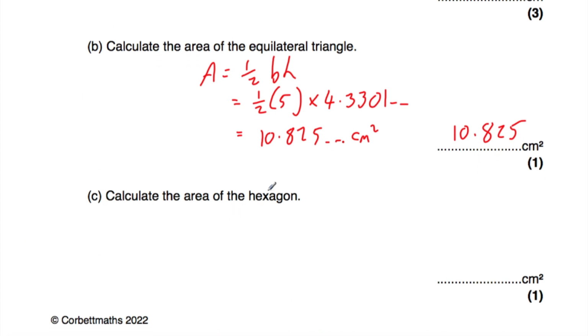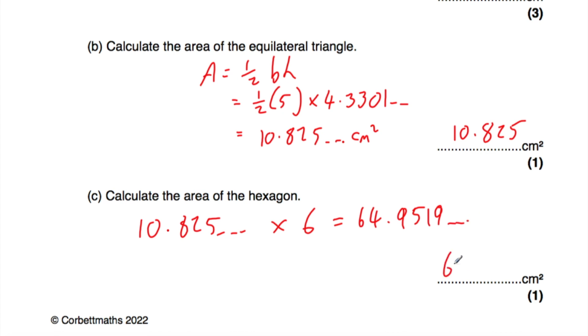So let's multiply the area of one of the triangles, so 10.825 and so on, and multiply that by 6. And that's equal to 64.9519 and so on centimeters squared. So that would be 64.952 centimeters squared to 3 decimal places, and that's it.